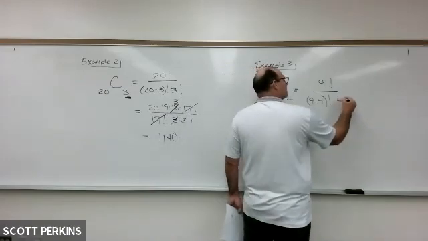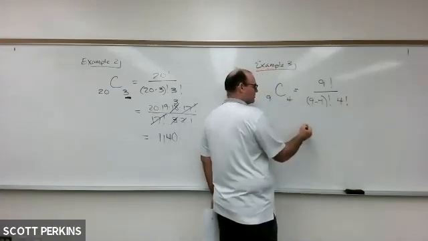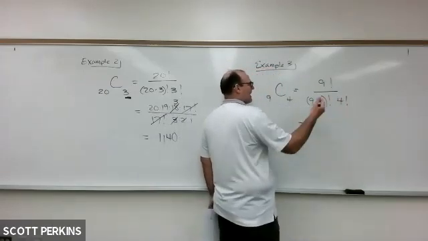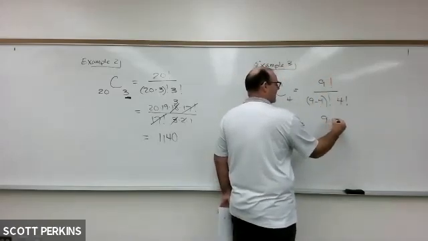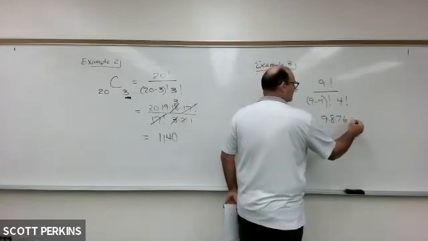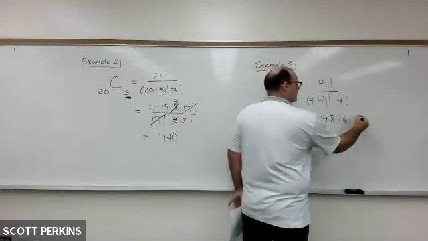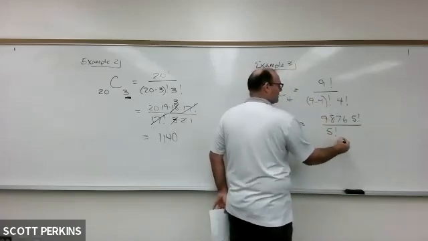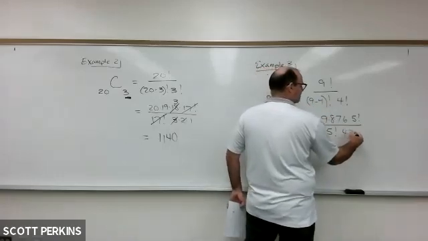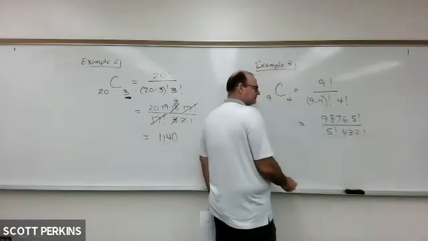And then I got to get rid of the duplicates of the 4 that are being chosen. So again, if you got the calculator that does it, you're done with the problem. But 9 factorial is 9 times 8 times 7 times 6, and 5, 4, 3, 2, 1 is just 5 factorial. 9 minus 4 here is 5 factorial. And then 4 is 4 times 3 times 2 times 1.